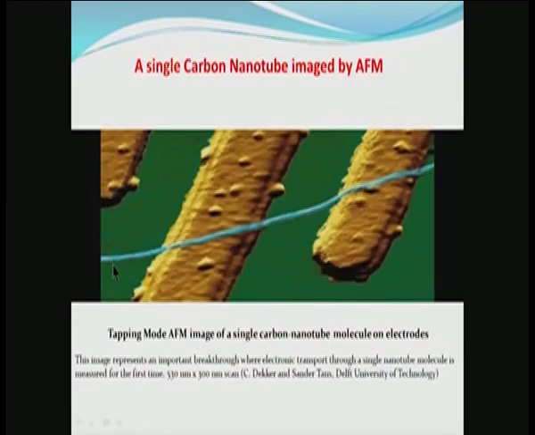What is shown here is the image of a single carbon nanotube, which is lying on two electrodes. These are metal electrodes. What is being done here is to make measurements of the electrical conductivity of a single carbon nanotube, and this shows the imaging of this single carbon nanotube that is contacting two electrode lines. This again shows the capability of atomic force microscopy.